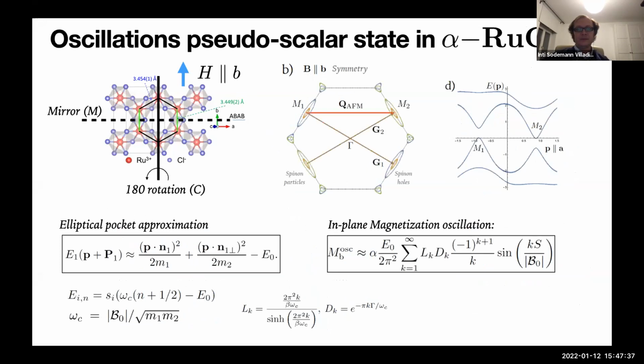And you can also make predictions. So this picture is not complete, not pure theory. You can also make predictions. I have a prediction that, if you apply an in-plane field along this direction, there should be oscillations of the magnetization, of the in-plane magnetization, which is quite strange for this planar material.